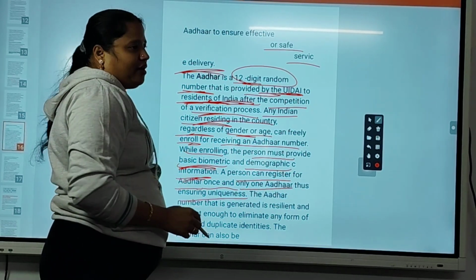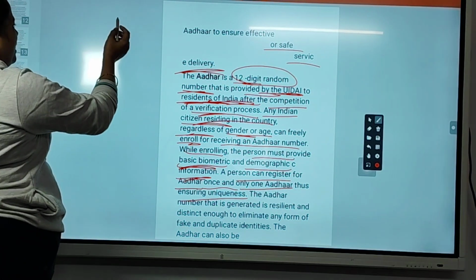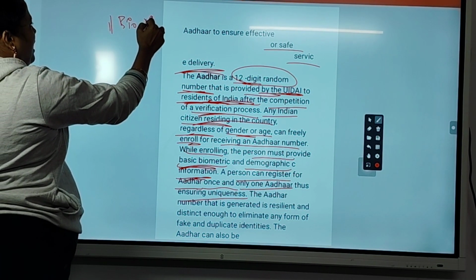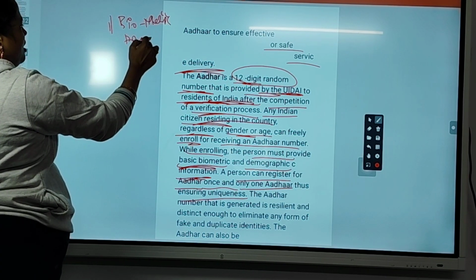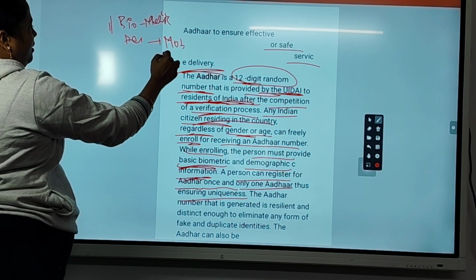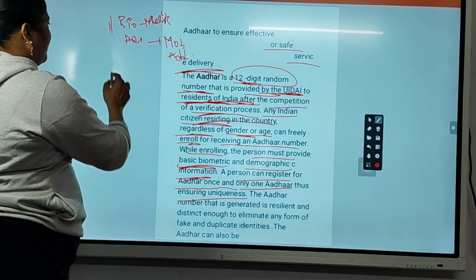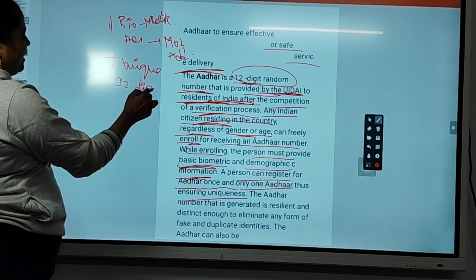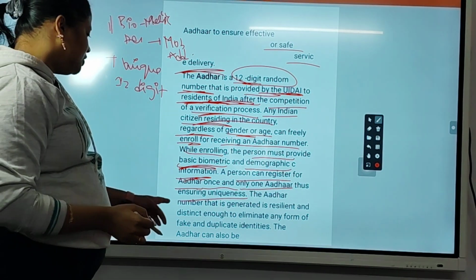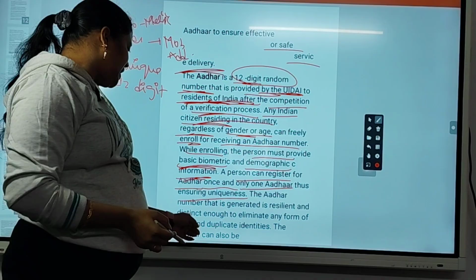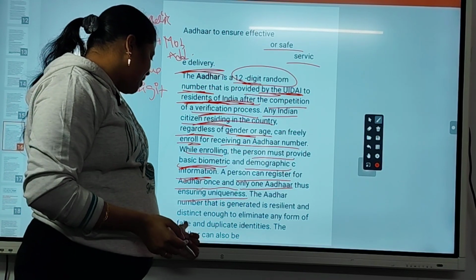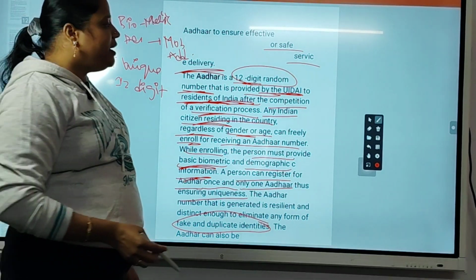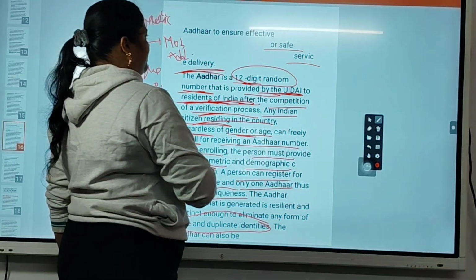Aadhaar thus ensures uniqueness. So any person has to give his biometric and demographic data like mobile number or address to enroll in the Aadhaar database. And this is a unique 12-digit number. It can't be given again and again. Okay. So the Aadhaar number generated is resilient and distinct enough to eliminate any form of fake and duplicate identities. So only one identity, one person gets. He can't get fake and duplicate identities.